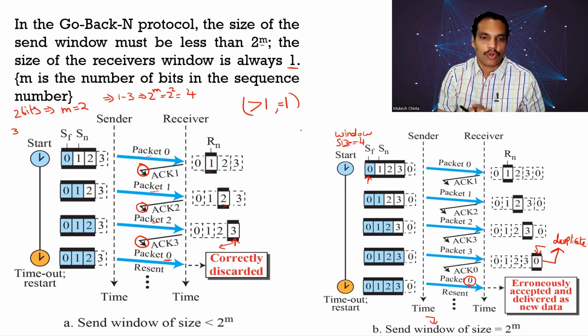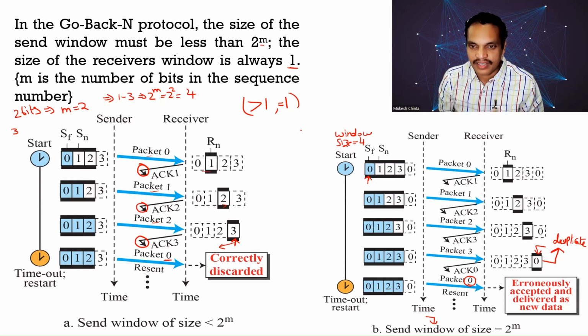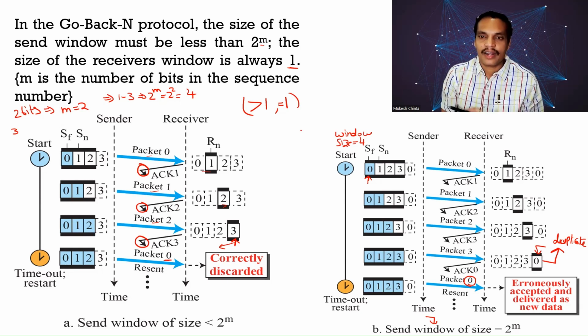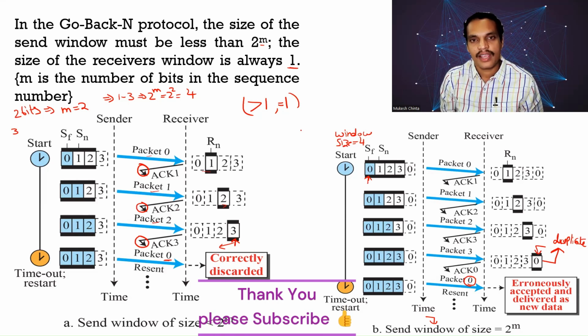So this is regarding your Go-Back-N protocol, and this could be made more efficient by adding buffers at the receiver. That is covered under the Selective Repeat ARQ protocol, which I will cover in the next video.